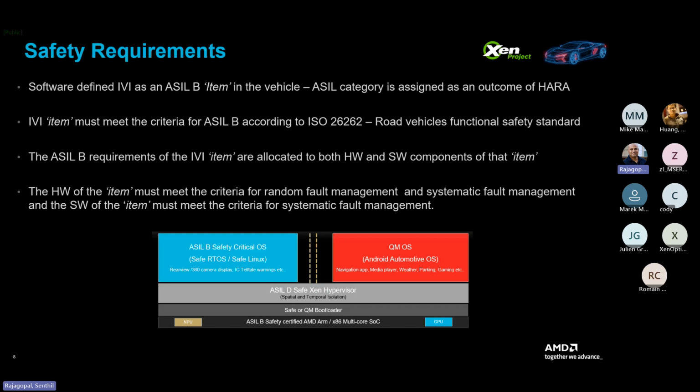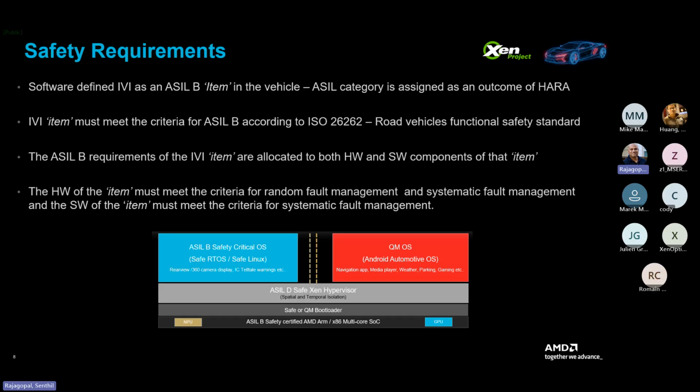So in our software defined vehicle example, it's an ASIL B use case. So the item must meet an ASIL B criteria according to ISO 26262. Then the ASIL B requirement will be delegated to both the hardware and software components. There may be multiple hardware components, and how they achieve overall ASIL B for the hardware depends on various factors, and also multiple software components.